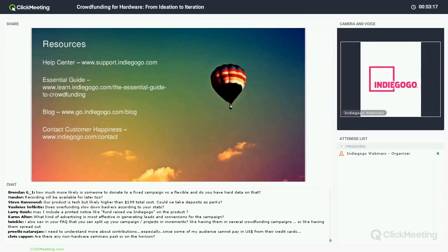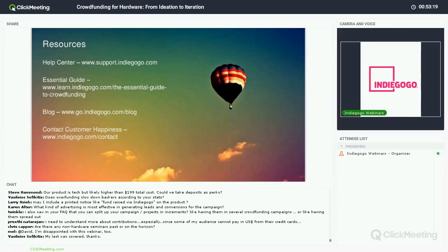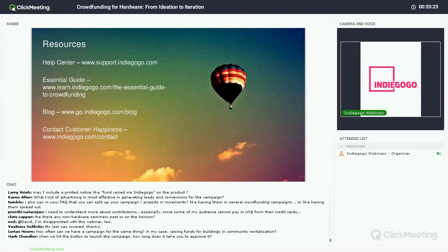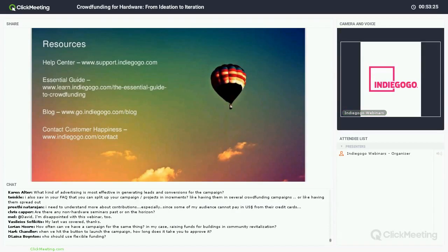I'm seeing a couple of questions here that are a little more technical in nature, about raising funds outside of the U.S., bank accounts, things like this. These are things that our happiness team will be more than happy to answer on a one-off basis. And I think it's better served doing it that way since it doesn't necessarily directly apply to everyone.